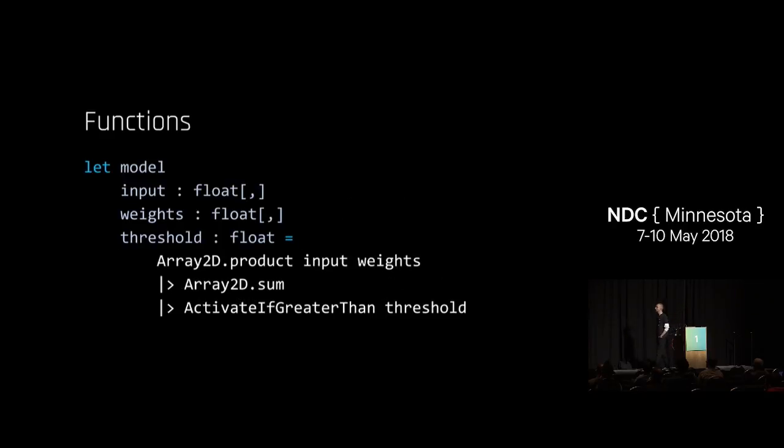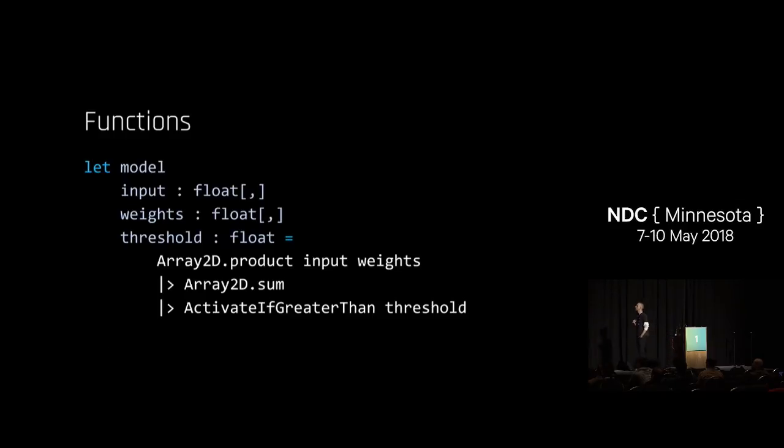I could write this as a function in F#. It doesn't really matter what language this is. The function I would get in the end is something like: if you give me inputs which are a 2D array of floats, weights which are a 2D array of floats, and a threshold, I would compute their product, I would compute the sum, and if it's greater than the threshold, I would give you a 1 or a 0.